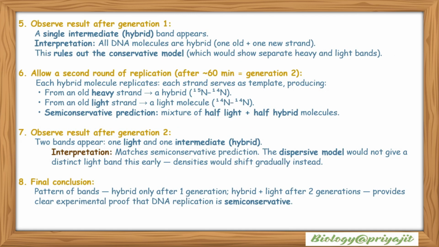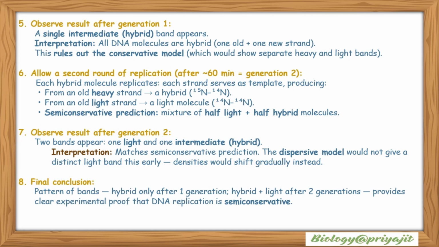A single intermediate or hybrid band appears. Interpretation: all DNA molecules are hybrid, that is one old and one new strand. This rules out the conservative model, which would show separate heavy and light bands.